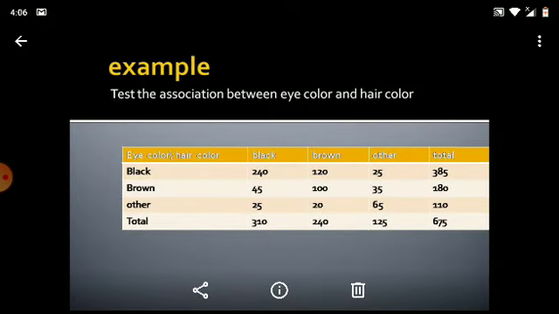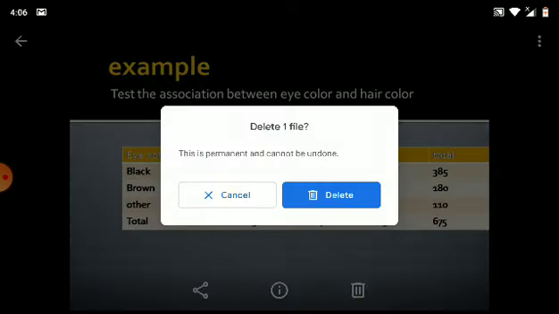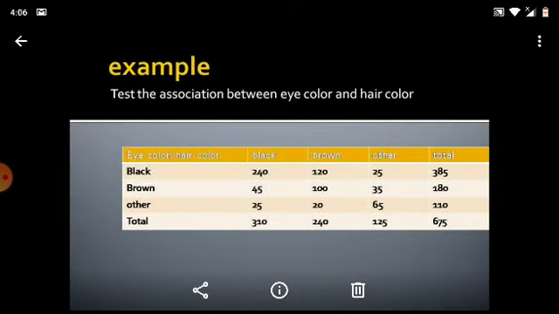Now there is an example. You have to test the association between the two attributes, eye color and hair color. Please students, keep this in mind: when the question comes, it will contain the observed frequency. Maybe you get the totals in your question or you may not. So whenever you get your question in your paper, first of all add the attributes column wise and row wise.